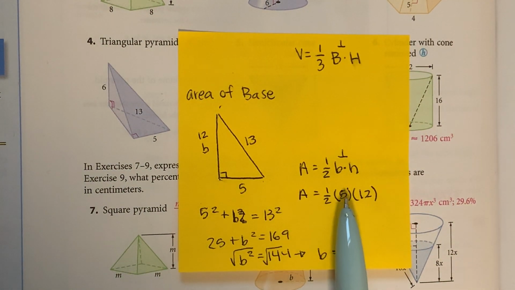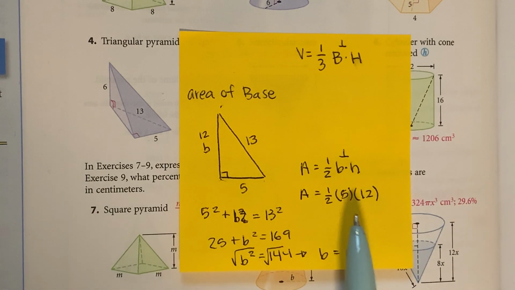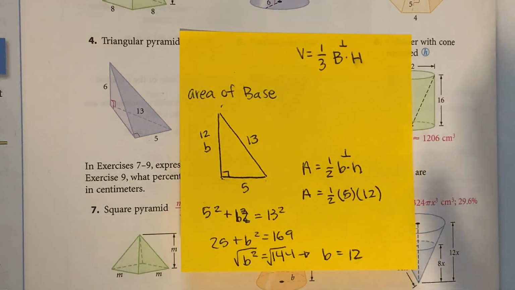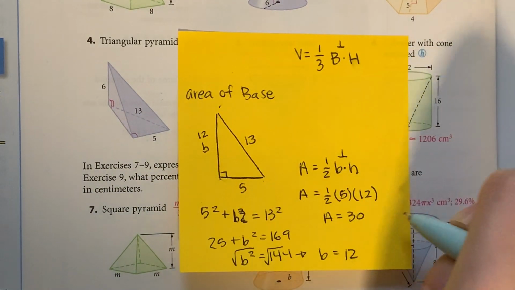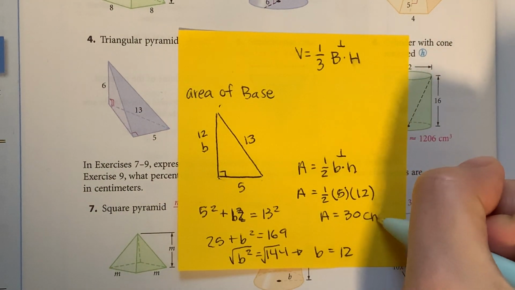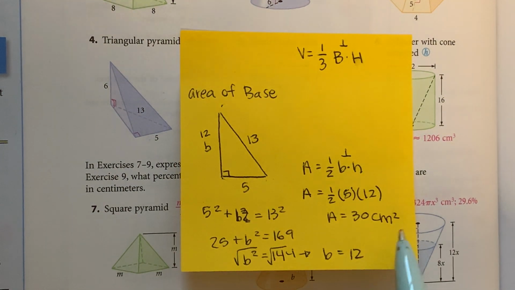You could do 1/2 of 5 is 2.5, and then times 12. You could do 1/2 of 12 is 6 times 5. You could do 5 times 12 is 60, and then divide by 2. Regardless, whatever way you choose to do that, the area is going to equal 30. And again, all measurements are in centimeters, so this is centimeters squared. So area is the second dimension, and so we've got the square.